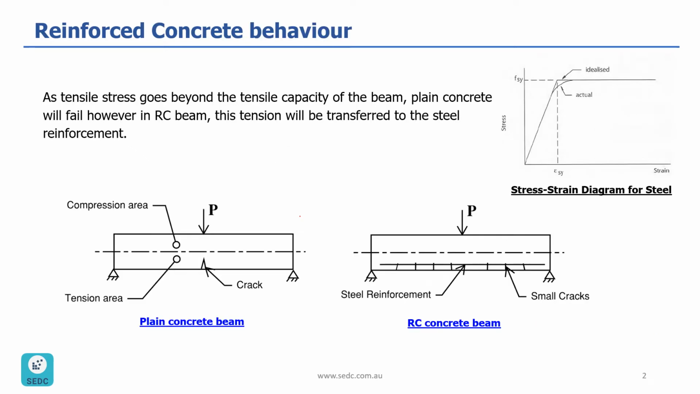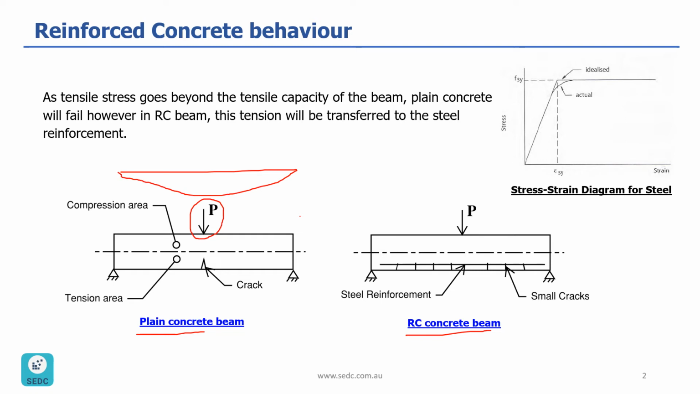We want to understand the behavior of a reinforced concrete section and the reason why we use steel reinforcement. Let's have a look at two examples of beam. The first one is plain concrete, which is shown here. And the second one is an RC beam, or reinforced concrete beam. In the plain concrete beam example, we are having a point load applied in the middle of a simply supported beam. So the bending moment diagram for this beam is going to look like this.